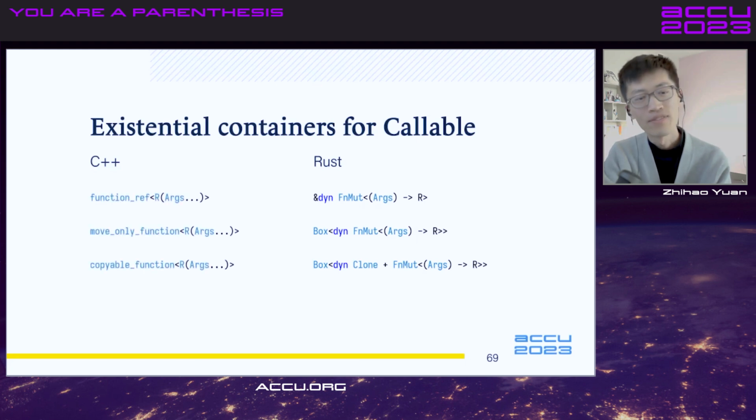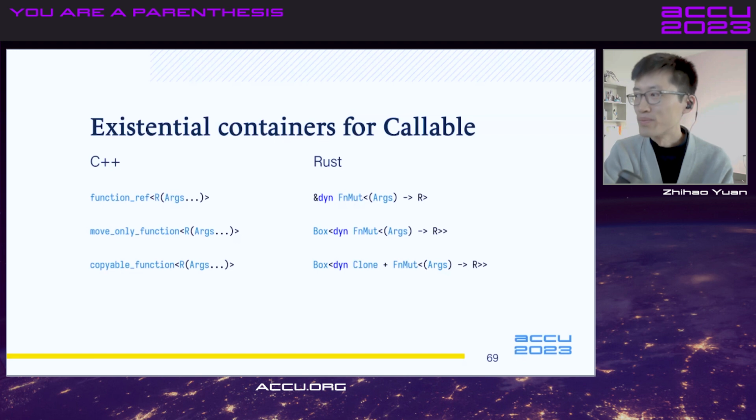And they all have correspondence in C++. Well, in C++26, we are going to have function_ref and then copyable_function. In C++23, we already had move_only_function. After introducing those two types, we can fulfill what is offered in Rust.